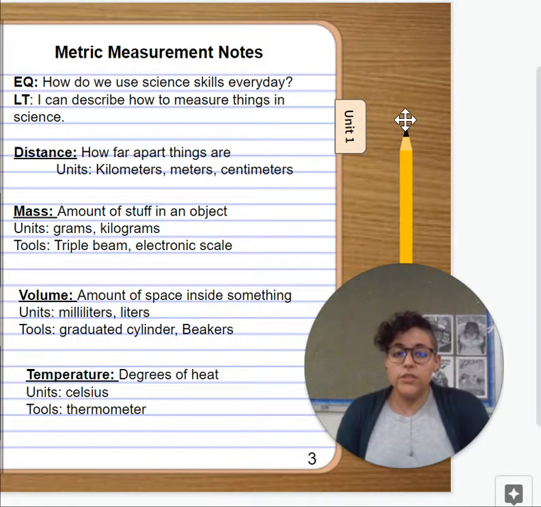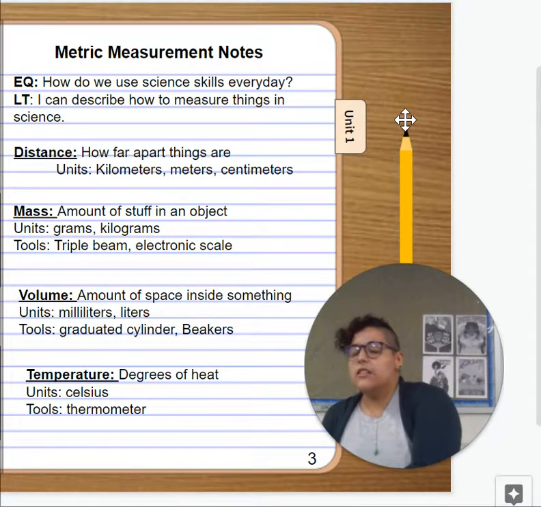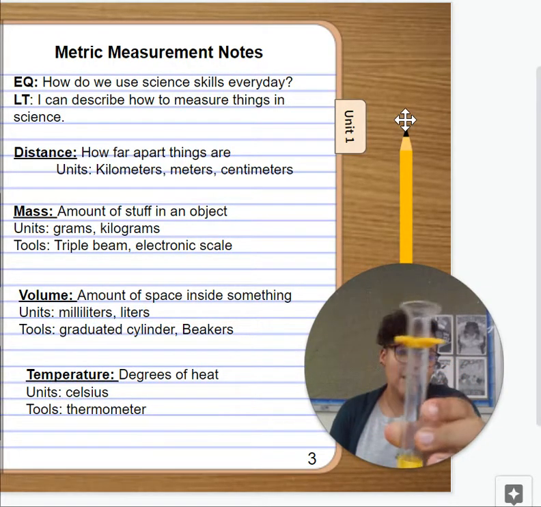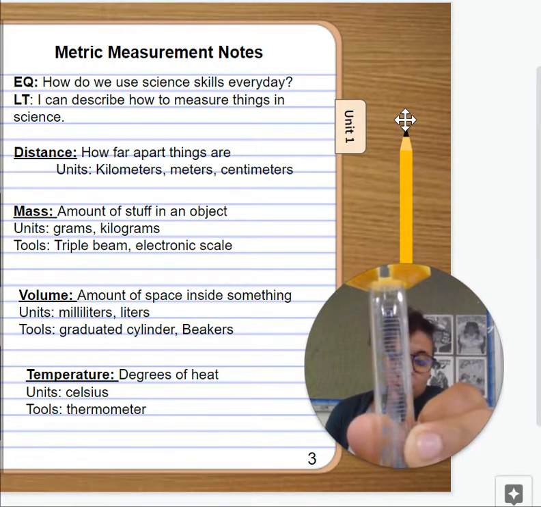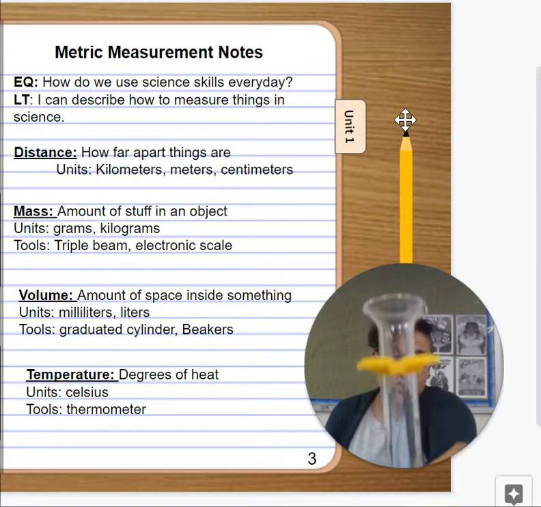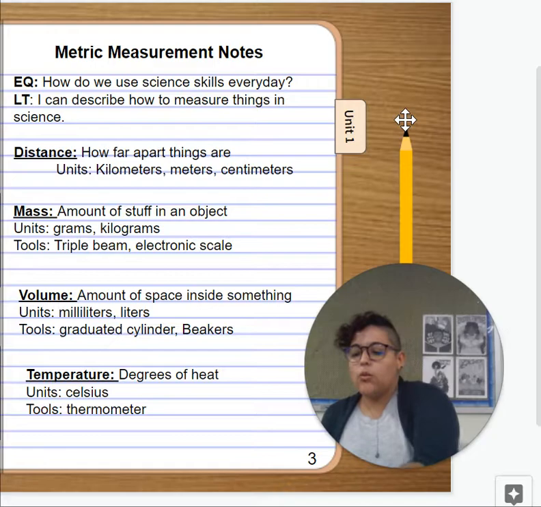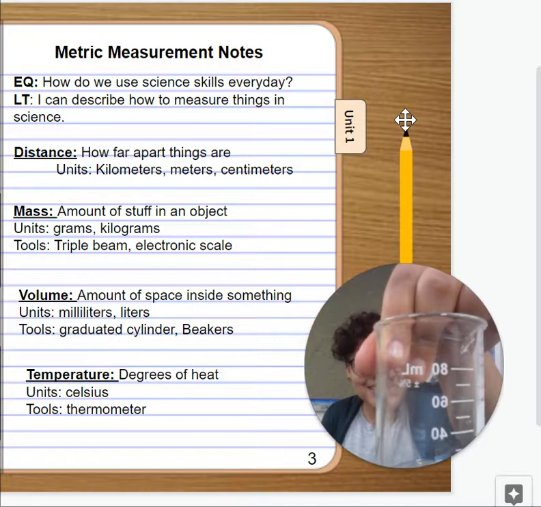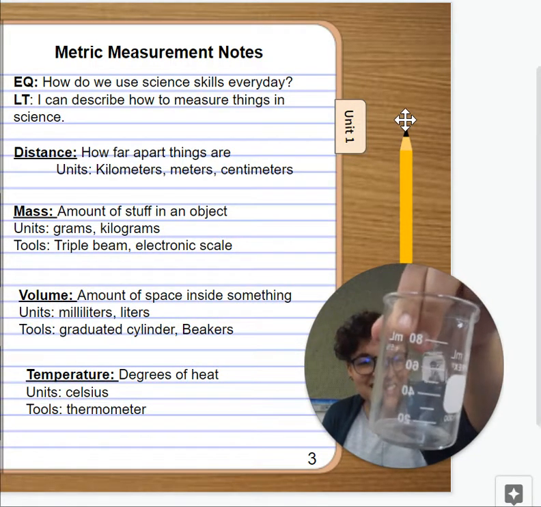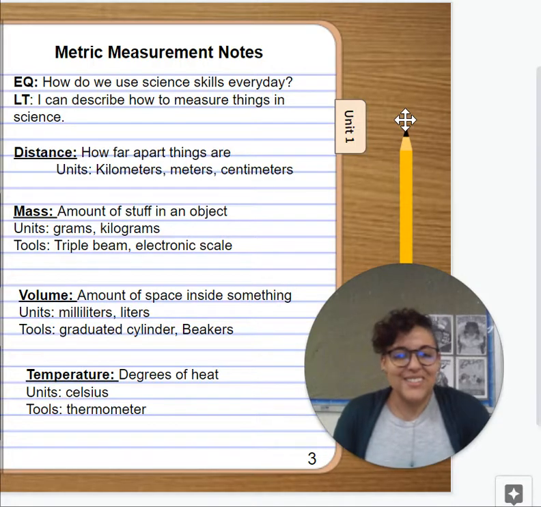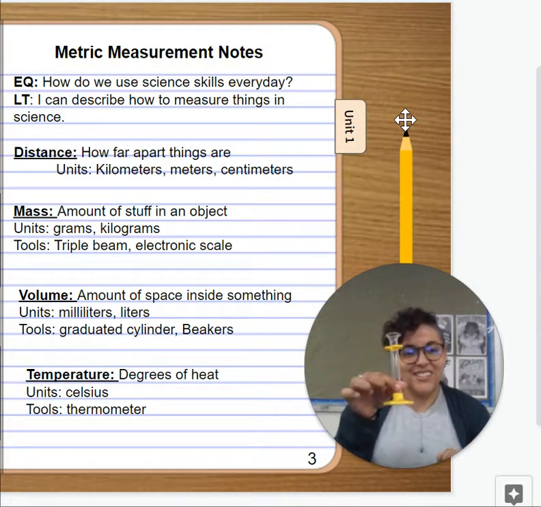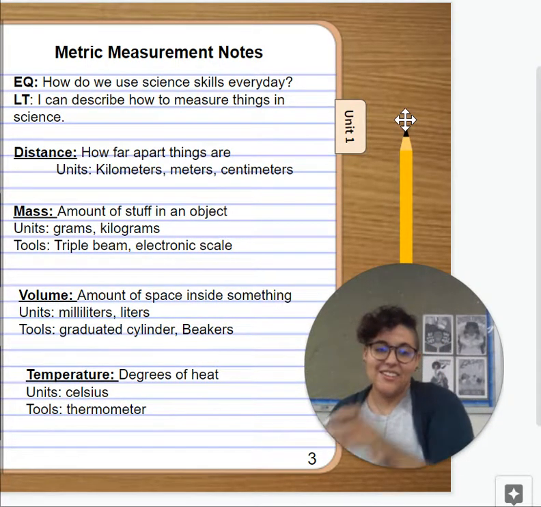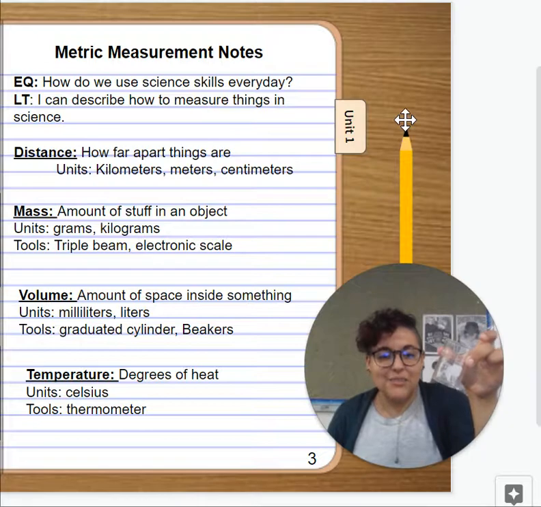Some common tools you will see in science are a graduated cylinder, which is this little guy. And if you look really close, there are little lines that indicate milliliters. Or a beaker. So you can also see there it says milliliters. And these are common tools we use in science. Graduated cylinder, because if you flip it over, it looks like a graduation hat. And a classic beaker.